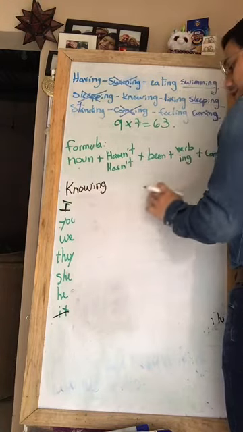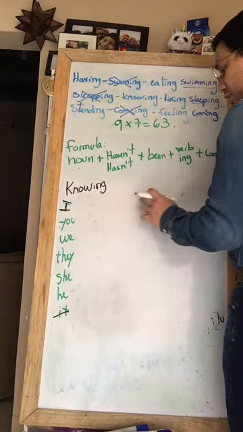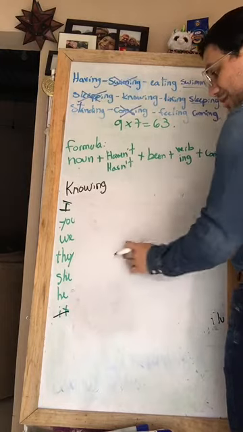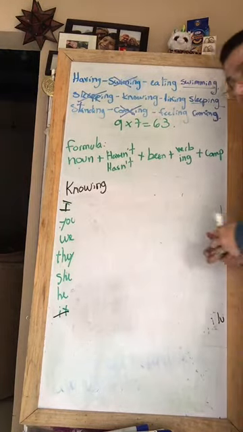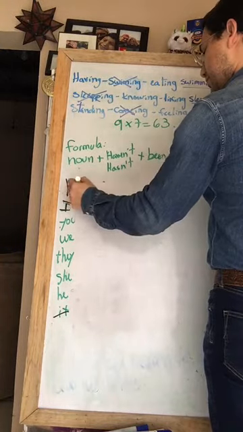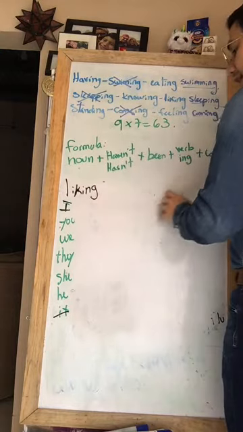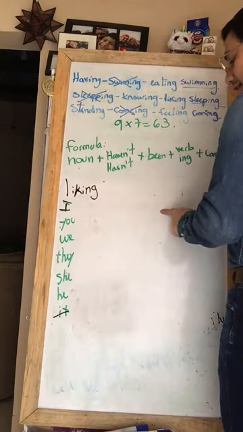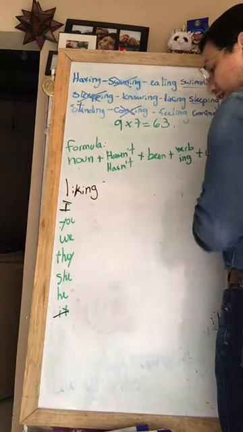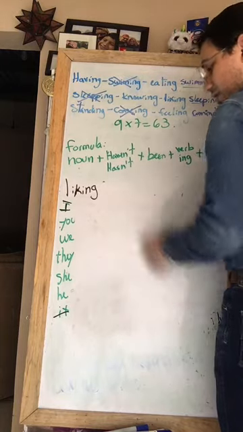I haven't been knowing the multiplication tables. You haven't been knowing the story. We haven't been knowing anything. They haven't been knowing blah, blah, blah. And then liking. I haven't been liking my food. You haven't been liking the drink. We haven't been liking the new class. They haven't been liking the new student. She hasn't been liking the new teacher.